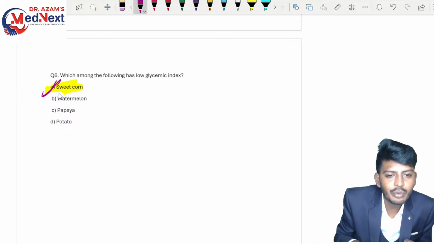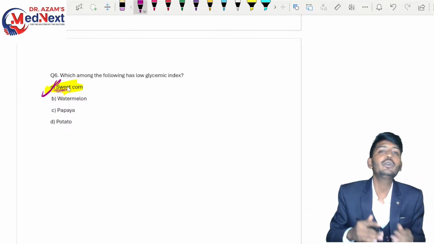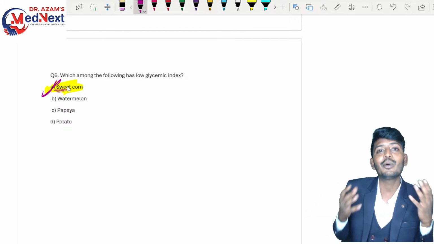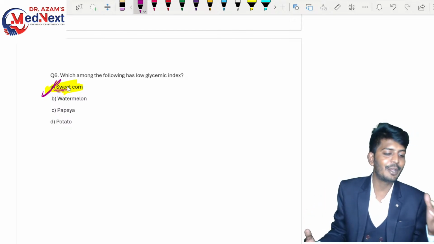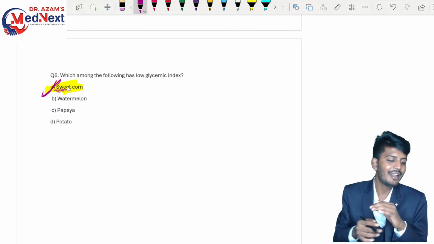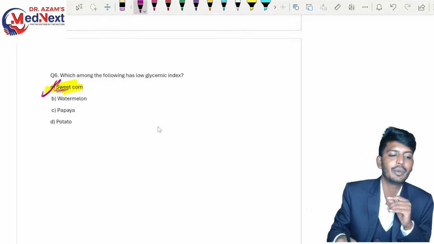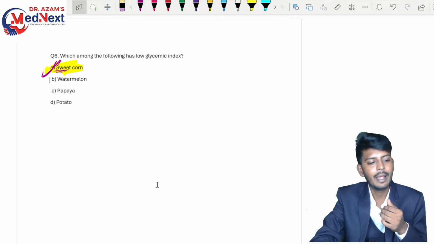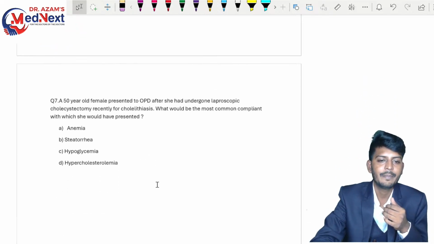The word is sweet. So by looking at the sweet, you think, "Oh my God, this is very sweet." So if it is very sweet, the glycemic index will be higher. So you people are in that thought, but the examiner has actually put a trap there. Okay, look carefully, that is your sweet corn. All right, then let's go to the next question.